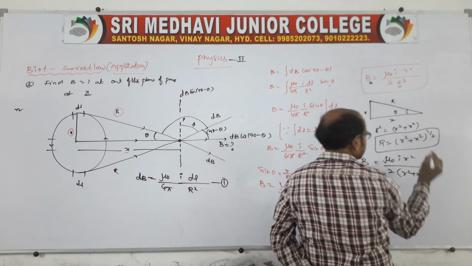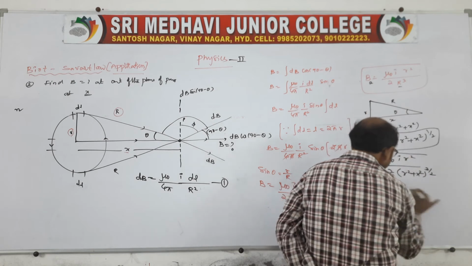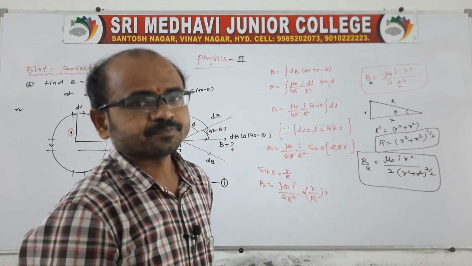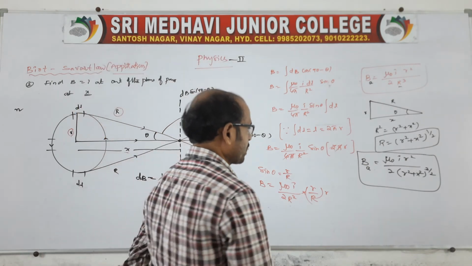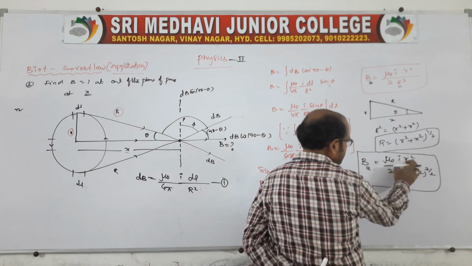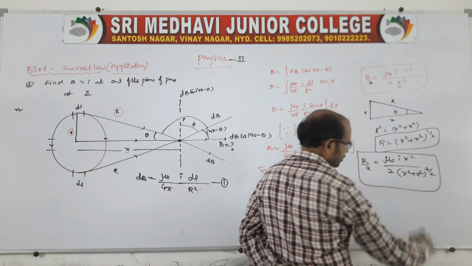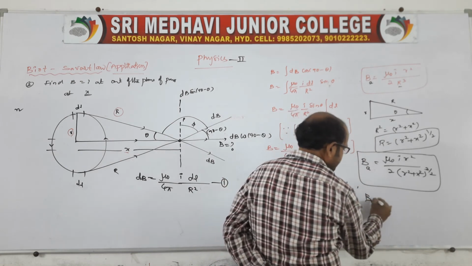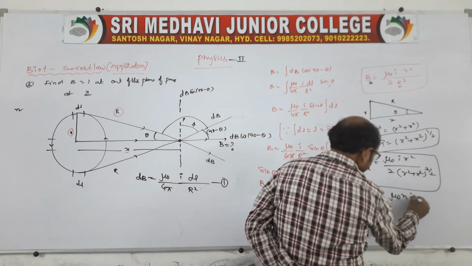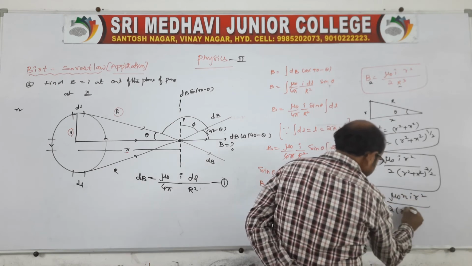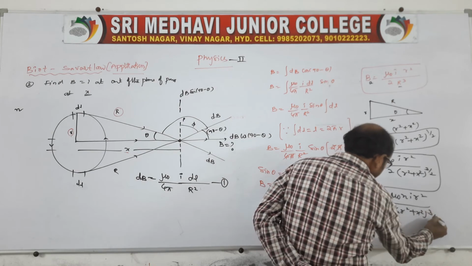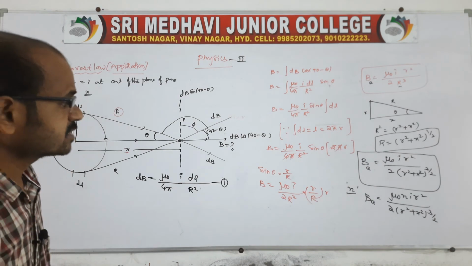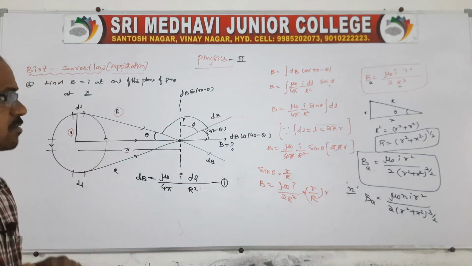But here r cube is there, no? Therefore 3 by 2. This is the magnetic induction at a point x distance from the center, or we can also call it the axial line here. So BA is equal to mu naught I r square by 2 into (r square plus x square) whole power 3 by 2. And here this circular coil contains n number of turns. So BA is equal to mu naught N I r square by 2 into (r square plus x square) whole power 3 by 2. This is the magnetic induction at a distance x on the axial line.